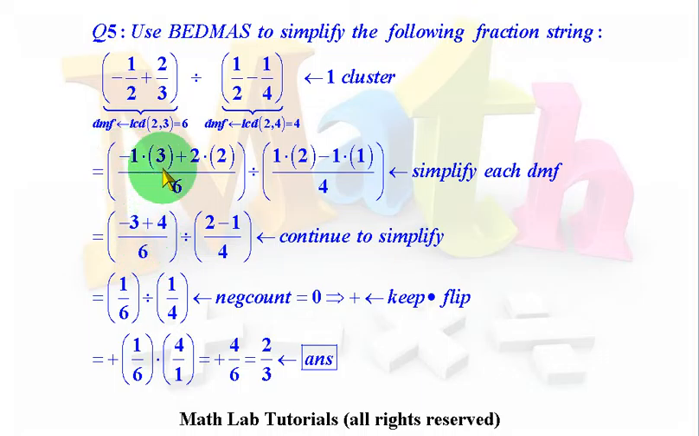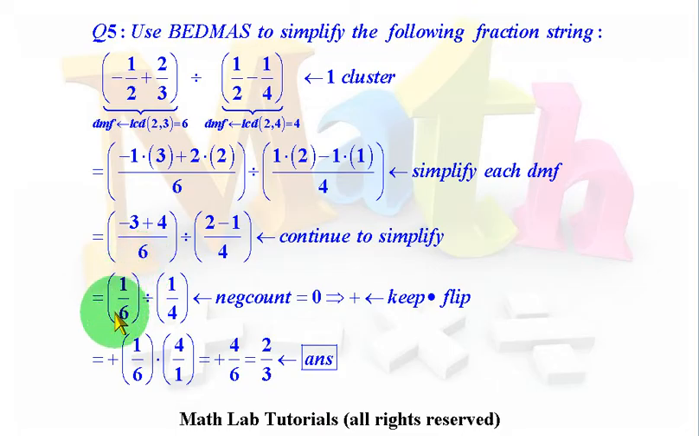Over here we get -1 times 3, which is -3, and 2 times 2, which is 4. And of course the 6 is the LCD, which we drop down. Over here 1 times 2, which is 2, -1 times 1, which is -1. And again, we continue to simplify inside the brackets. Over here, -3 plus 4 is 1, and 2 minus 1 is 1. So now everything's completely simplified except we have a division symbol.